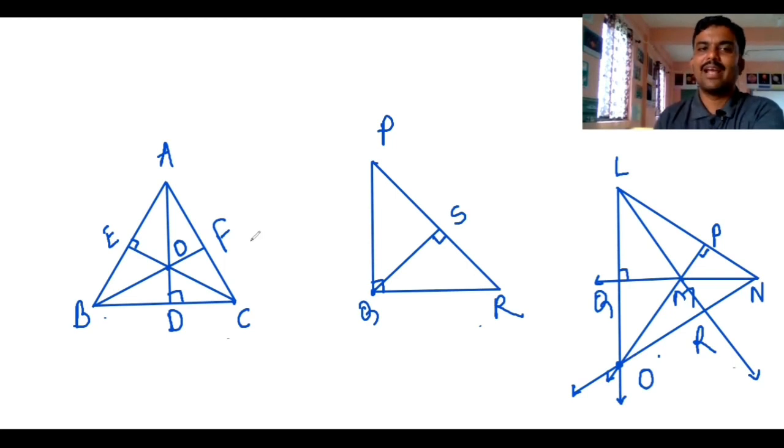Look here. In an acute angle triangle, the orthocenter is inside the triangle. In a right angle triangle, the orthocenter is on the vertex of the right angle. And in an obtuse angle triangle, it is outside the triangle.